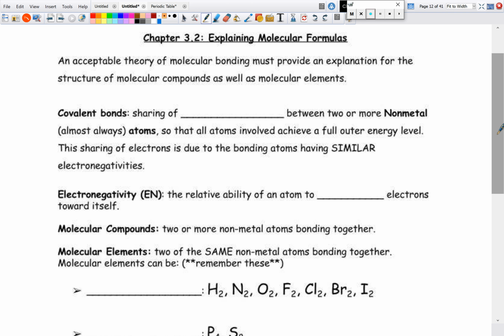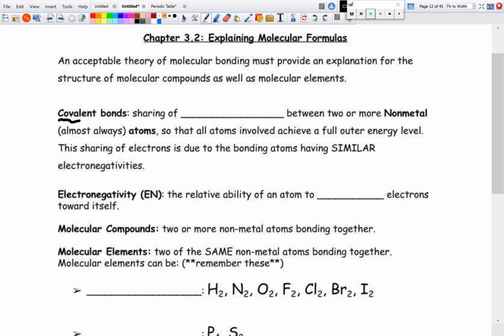All right, welcome back. So today we are going to be looking at molecular bonding. We know our ionic is between metal and nonmetal, so these are going to be between two nonmetals. We're just going to be looking at a theory that's going to help explain their structure and how they actually form.